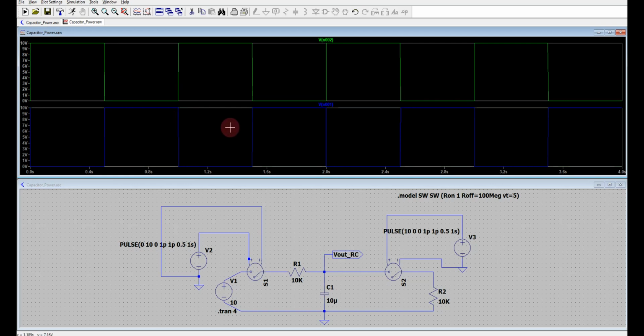They are exactly 180 degrees apart. Initially this is switched on, and this is off. Then this is switched on, and when this is switched on, this is off. That means I am charging the capacitor and then discharging it. Now let me plot the voltage across the capacitor.